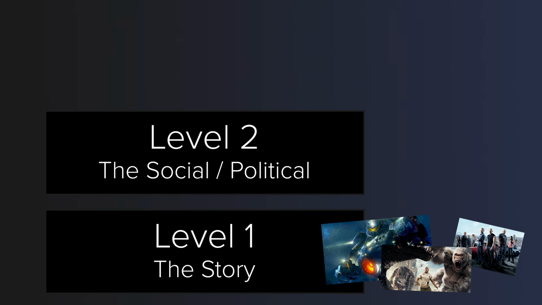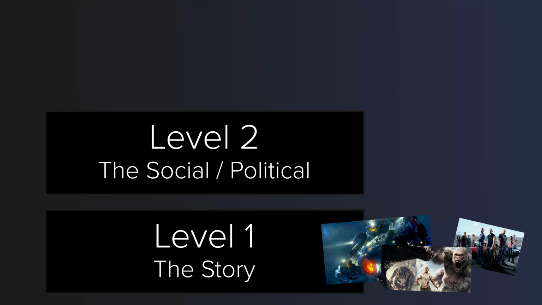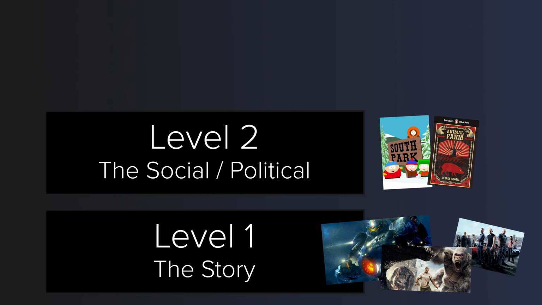Level 2, this is the socio-political level. Politics, culture, society. The big questions about how people interact with other people on a large scale. Think South Park or Animal Farm. Yeah, same level, actually, believe it or not. Now, level 2 seems to be the toughest one of the 3 to pull off. More on that in a bit.